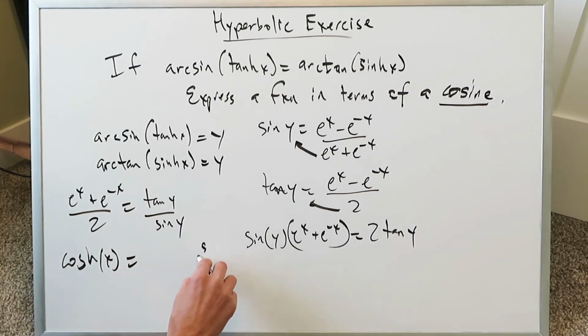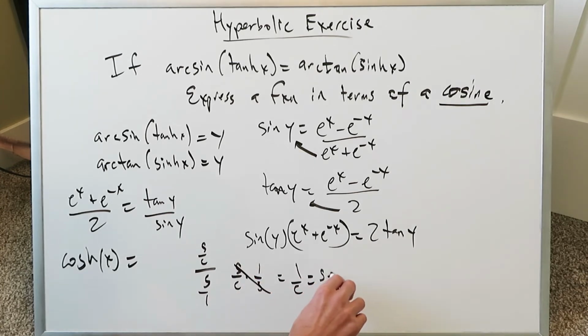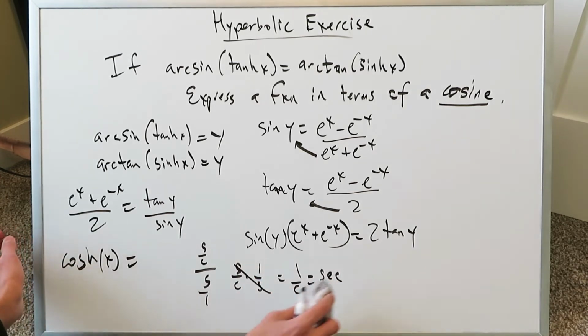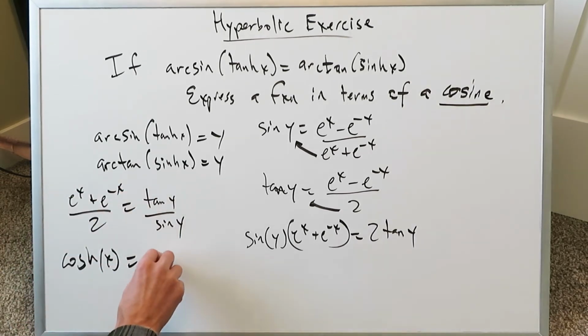Think about tan as sine over cosine, and then you have sine over 1. You have sine over cosine times 1 over sine. These cancel out. You have 1 over cosine, which is equal to secant y. All of that is equal to secant y. If you were to simplify this, you'll get a secant y.